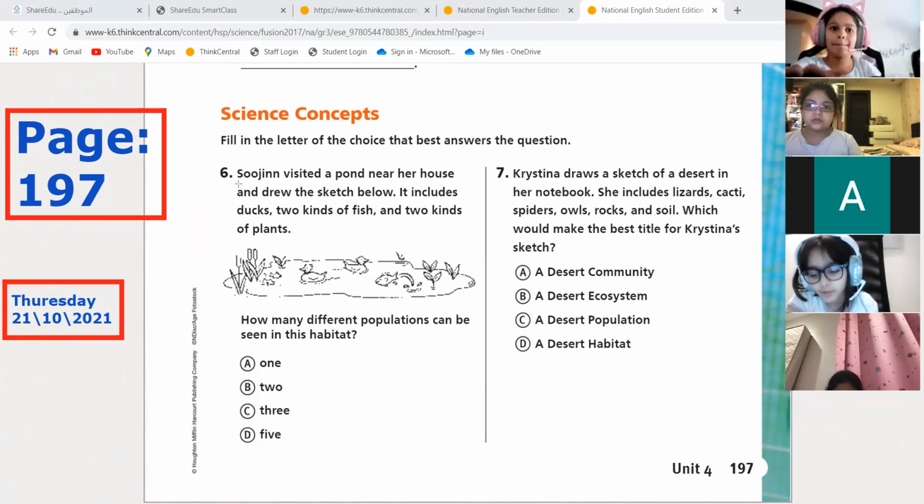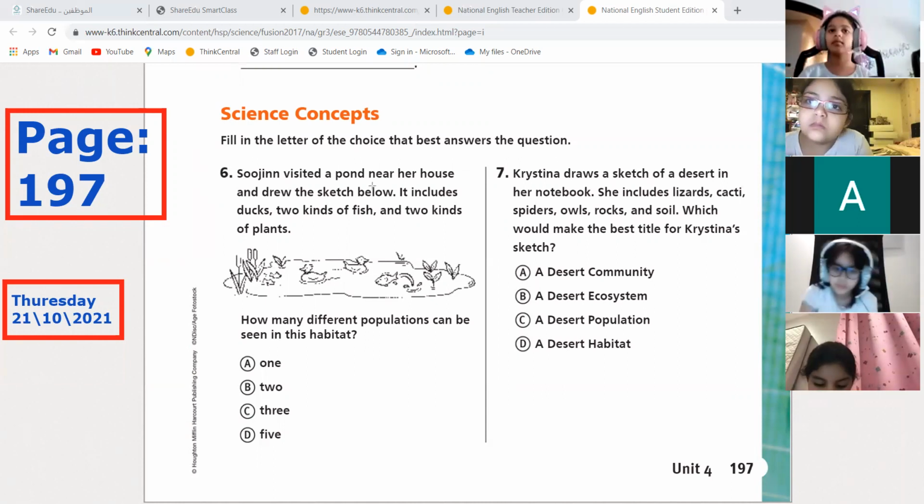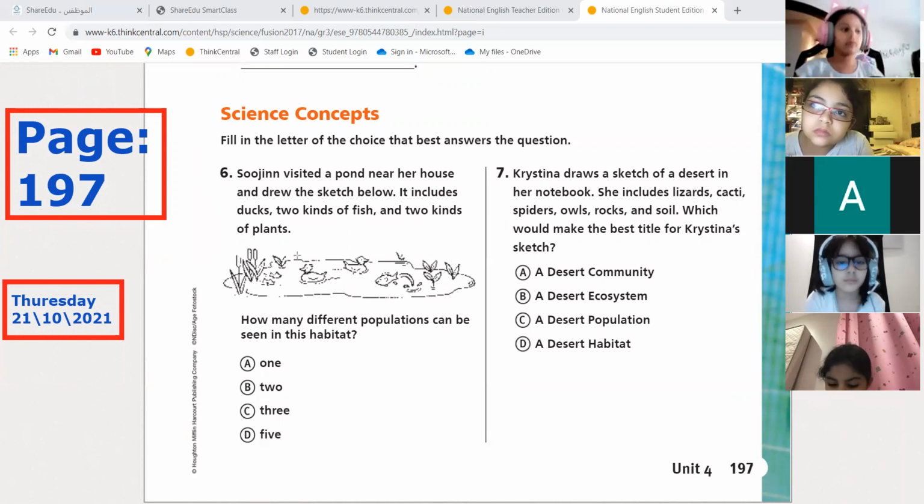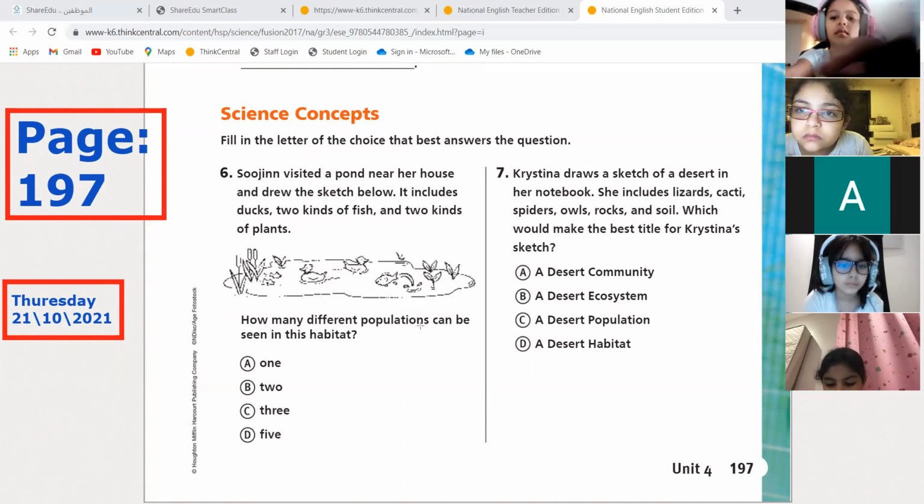Okay. So, Susan visited a pond near her house and drew the sketch below. It includes ducks, 2 kinds of fish, 2 kinds of plant. How many different populations can be seen in this habitat?